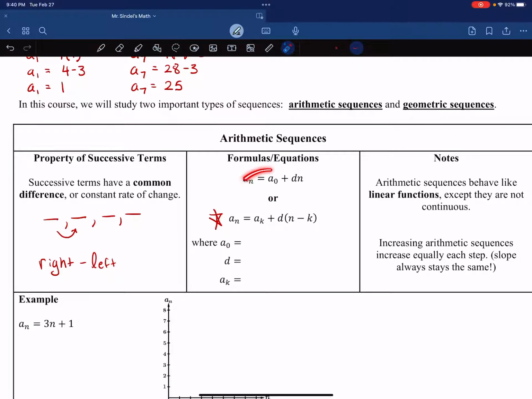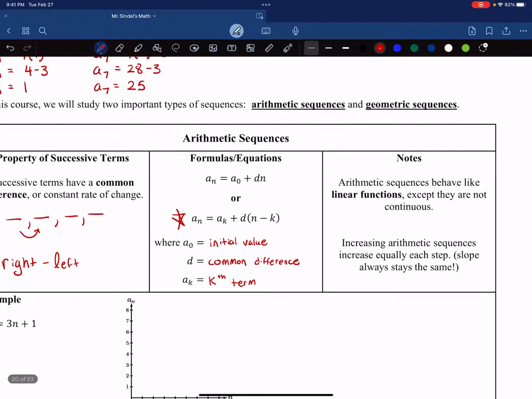Notice that you can actually get this original formula if you plug in 0 for k. If k is 0, this is a sub 0, and then it's just d times n. This formula is better. It is faster if you know the initial value. So what is a sub 0? It is the initial value. d, we already know, is the common difference. And a sub k is the kth term in the sequence.